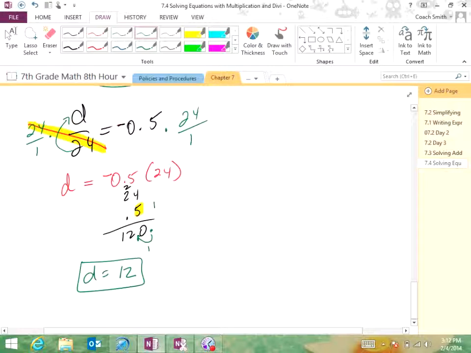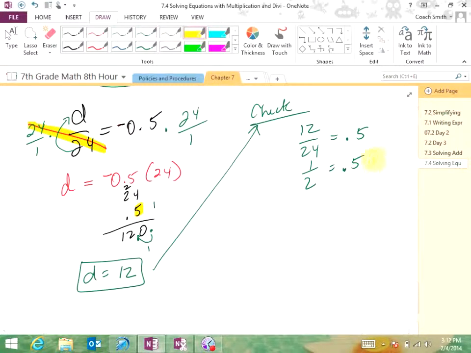Because 0.5 is 1/2. 0.5 times 24 is basically half of 24, which means it's 12. So if we were to check this, 12 over 24 equals 0.5. Well, 12 over 24 is a half. Is a half equal to 0.5? Yes, they're exactly the same. So that does check.